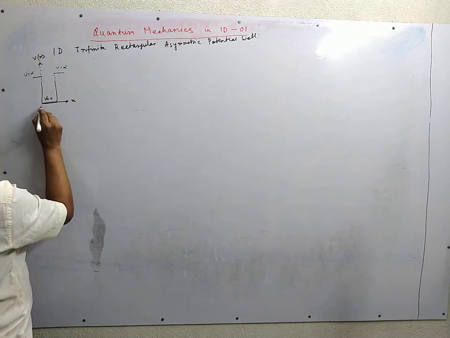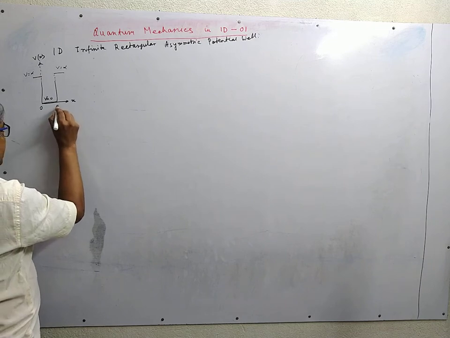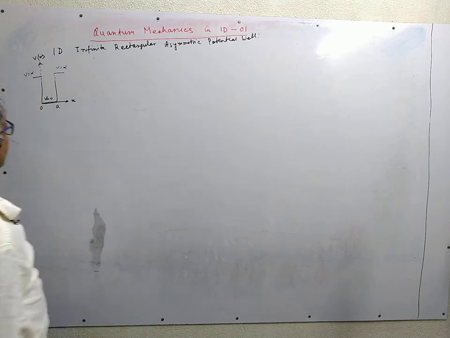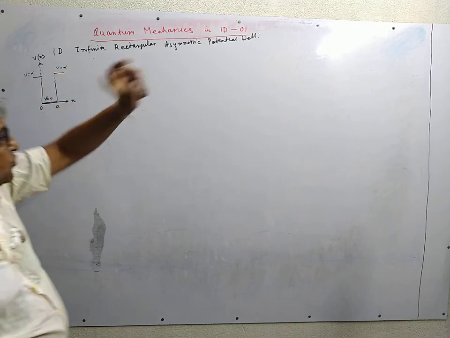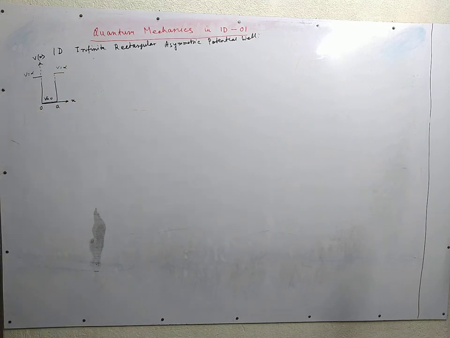Asymmetric means the potential well extends from 0 to a. This is asymmetric potential well. And well means there is a sudden drop in potential, that's why it is well. So this is the meaning of each of the terms in the heading.